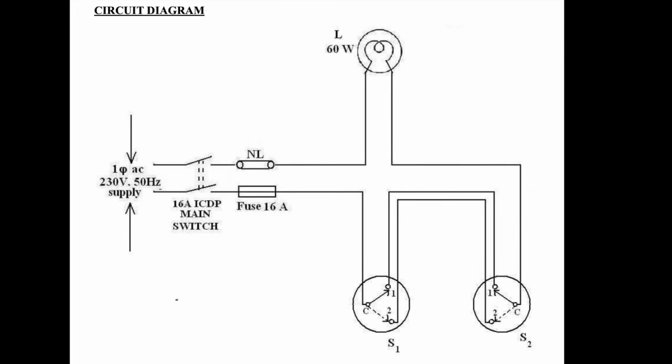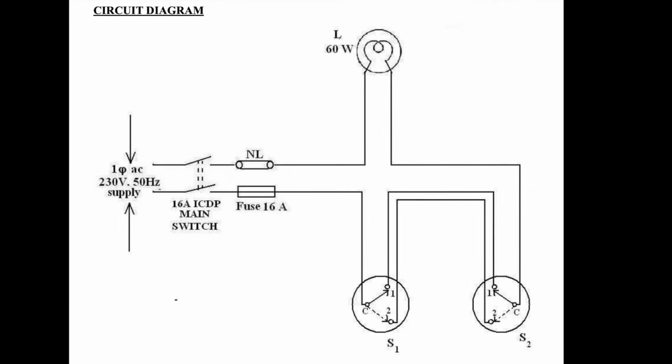Okay, you can see in the diagram when we are in position C1, there is a connection established between the common point C and the terminal 1. So that is the meaning of C1 of switch S1. So when switch S1 and S2 both are in C1, that is when there is a connection between C and terminal 1 for S1 and S2, then the current reaches the lamp L. That's why I have connected terminal 1 and terminal 1 of switch S1 and S2.